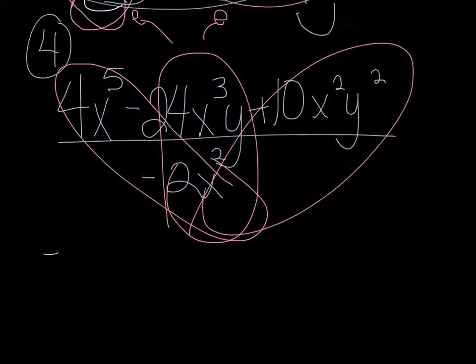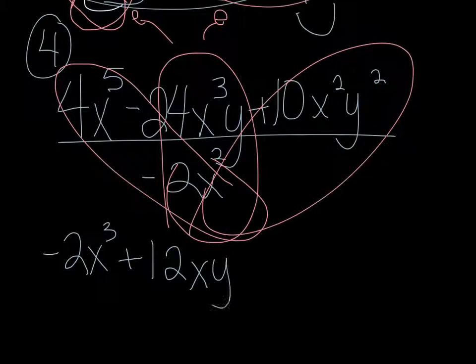4 over 2 gives me 2. I have x to the 5th over x squared. It's x to the 3rd. For my middle term, I have a negative over a negative, which gives me a positive. 24 over 2 gives me 12. I have x to the 3rd over x squared, x. And what about that y? Just tack it on.